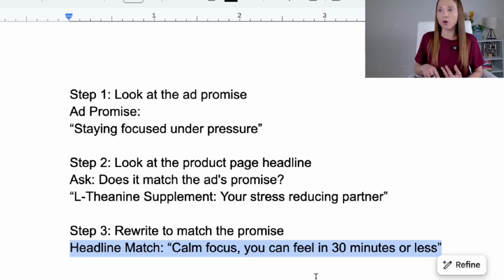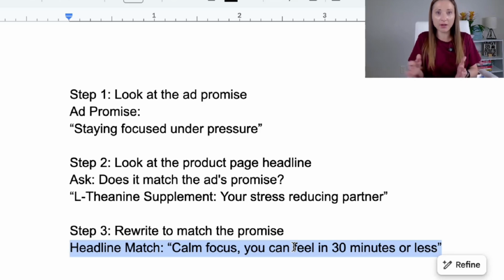So it could be calm focus you can feel in 30 minutes or less. That promise matches the ad so much better than your stress reducing partner, L-theanine, right? So it's very subtle, but it can make all the difference in your bounce rates.